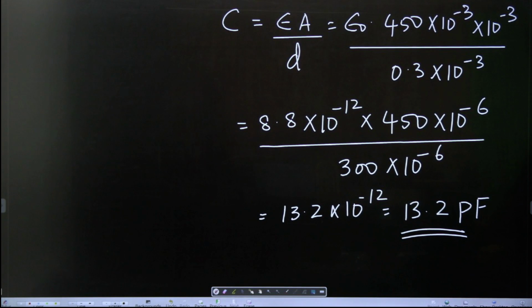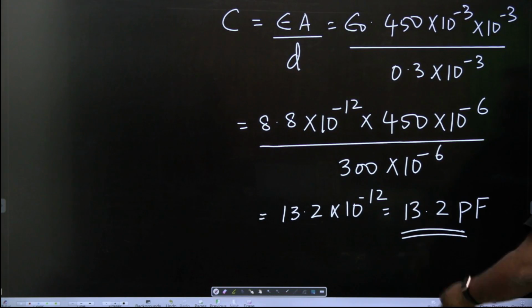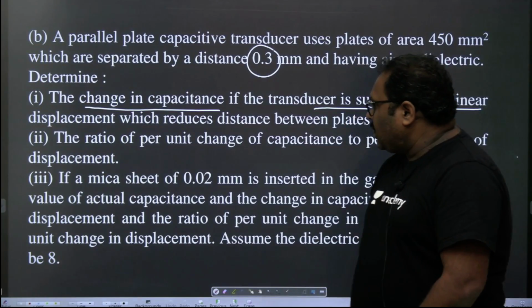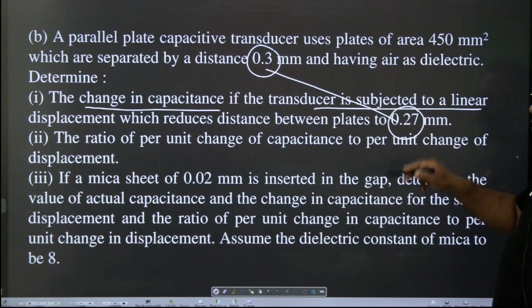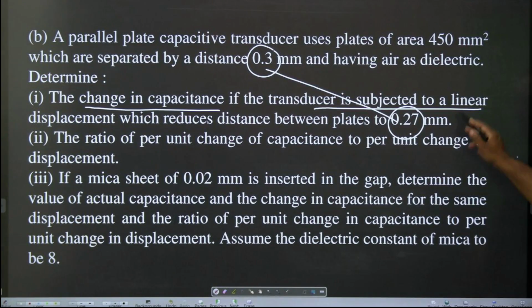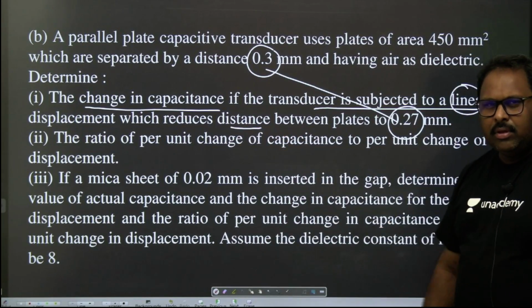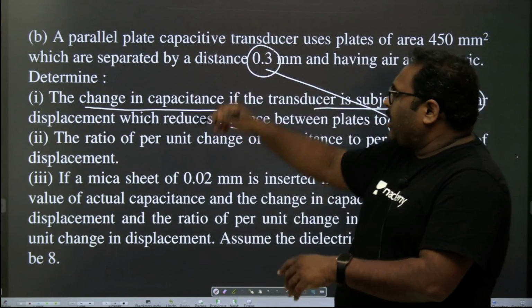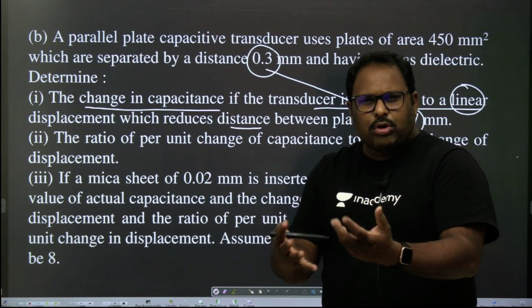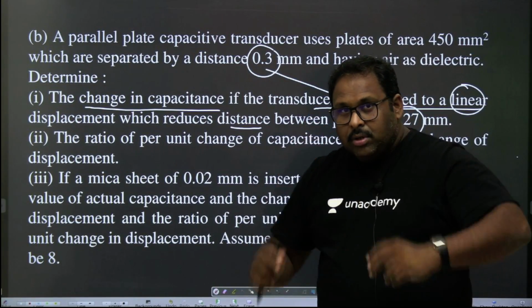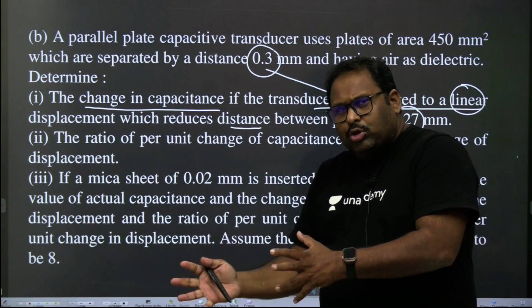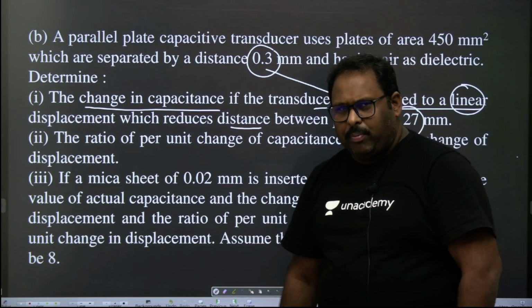But they're asking the change in the capacitance. So this is your actual capacitance. They're asking the change in the capacitance when your 0.3 is becoming 0.27. Due to the linear displacement the distance is changing. It's a displacement measurement transducer. It could be some force or pressure measuring also, pressure changes the displacement. So suppose the transducer is anything, it's a parallel plate capacitor problem.